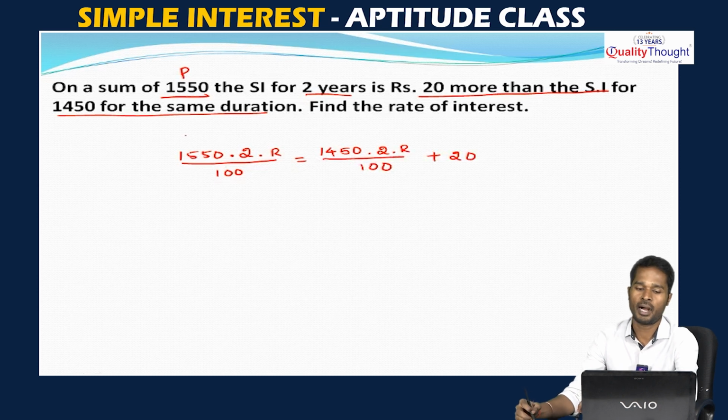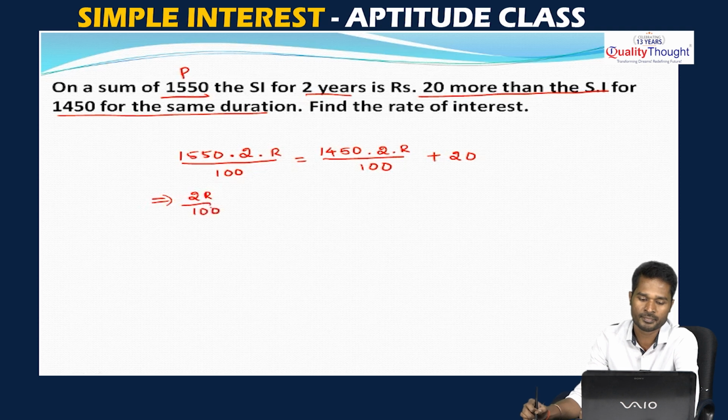Okay. So, on 1550 rupees the simple interest is 20 rupees more than the simple interest on 1450 rupees. Now, let us take these values. I will take 2r by 100 common in both the cases. So, 1550 minus 1450 is nothing but 100 is equal to 20. So, 100 will cancel, 2 ones are 2, 2 tens are 20. So, the rate of interest calculated is 10 percent.